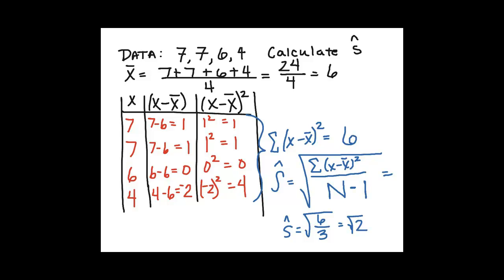Put all of this data in, you get the square root of 6 divided by 3, which of course is the square root of 2. Plug that in a calculator and you get an answer for your S hat of 1.41.